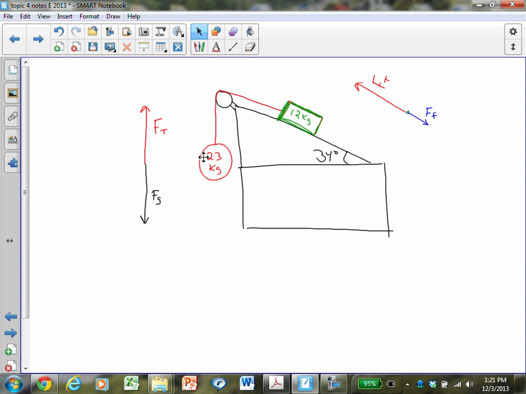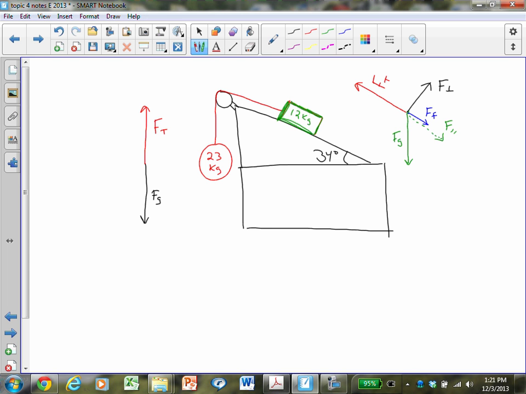Okay? What other forces are on this? Fg for the green block, right? And that comes with this component of Fg in the plane, and we call that F parallel. What other force do we have? F perpendicular. Okay. Once you have a free body diagram like this, we can calculate what we need.